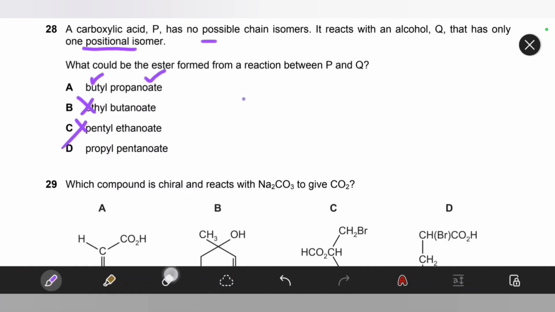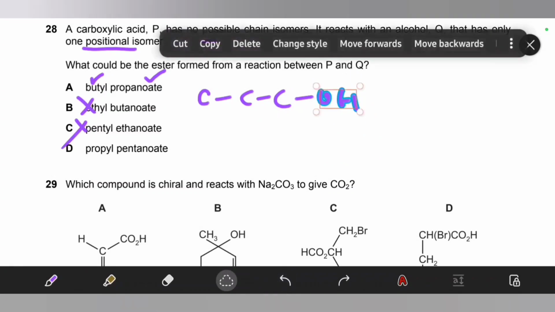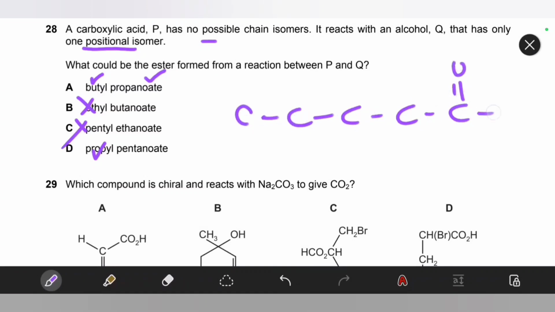Propyl. Let's look at propanol. Propanol is this. Let's check if it can have another positional isomer. This could be attached here. So yes, it does have one positional isomer and no other option. And let's look at pentanoate if it has no possible chain isomers. So pentanoate would be this. Let's try to change its largest carbon chain. Let's have this.